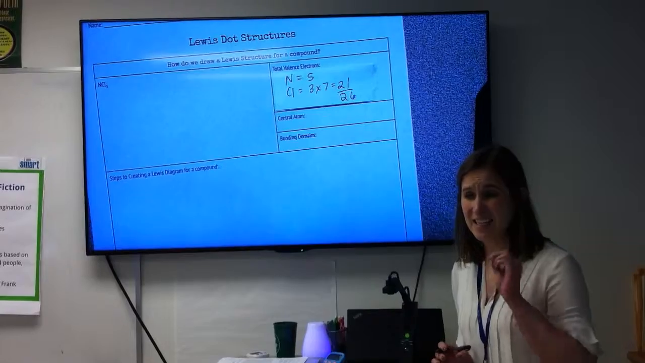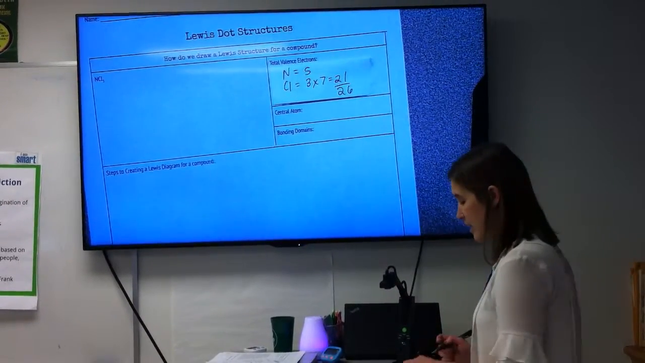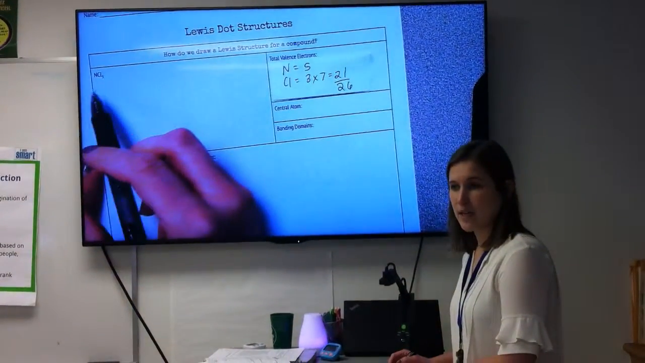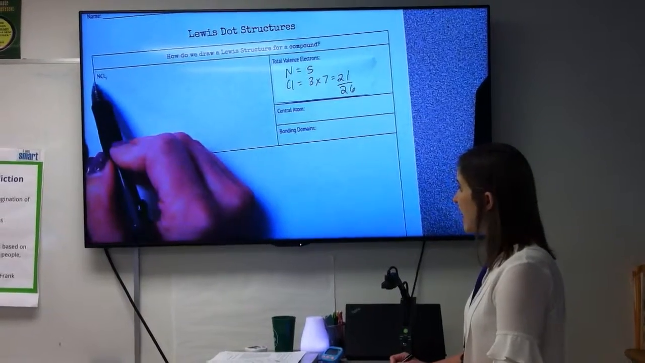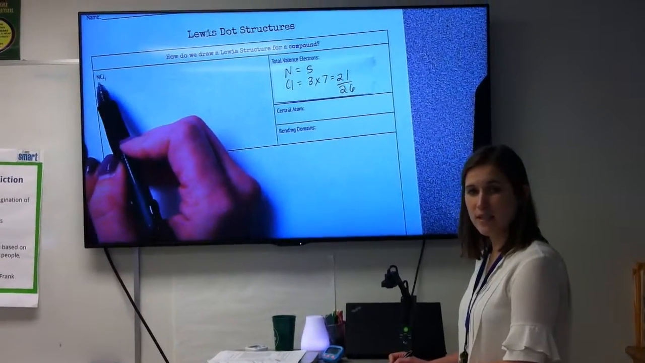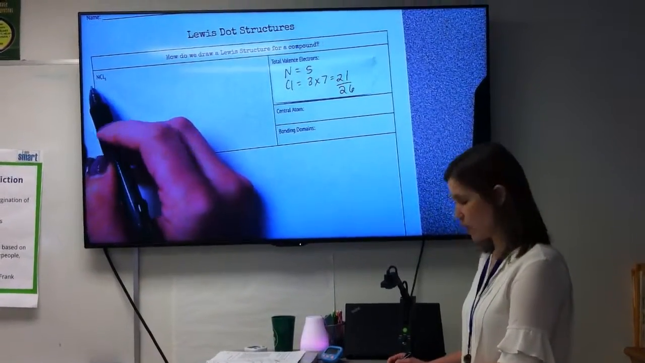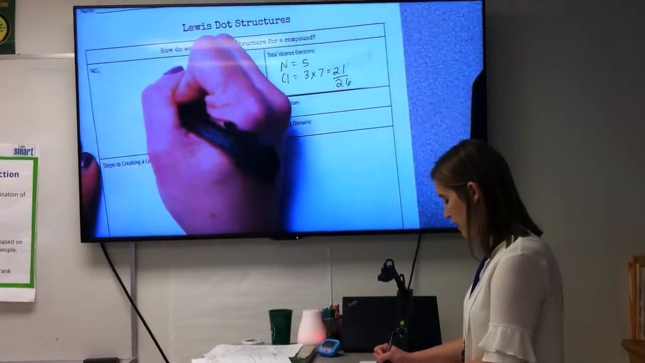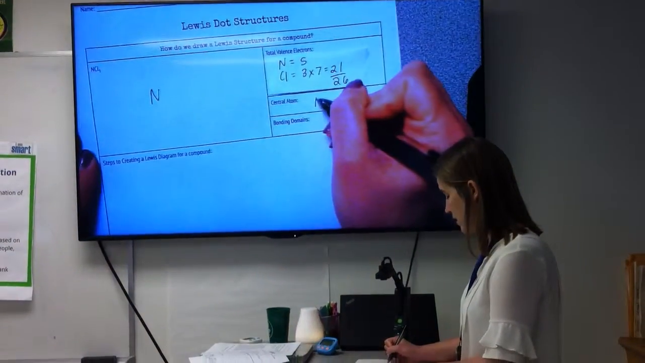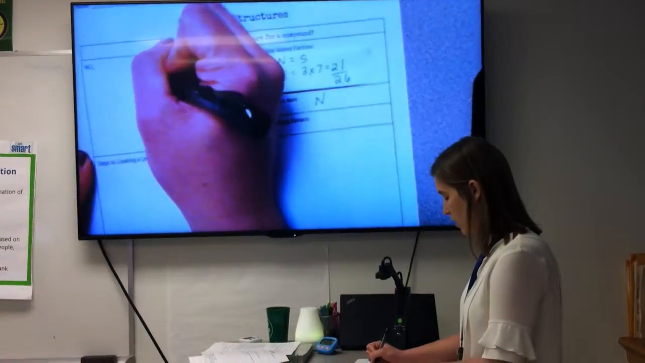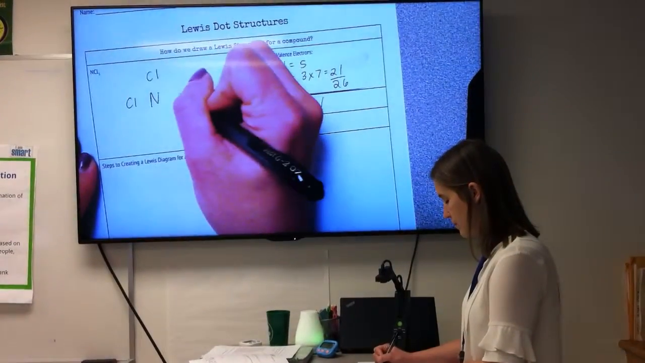Now my second step, I need to determine what the central atom is. I see that we have 1 nitrogen and 3 chlorines, so nitrogen is likely the central atom. So I'm going to record nitrogen here, record that it's the central atom, and record chlorine around it.